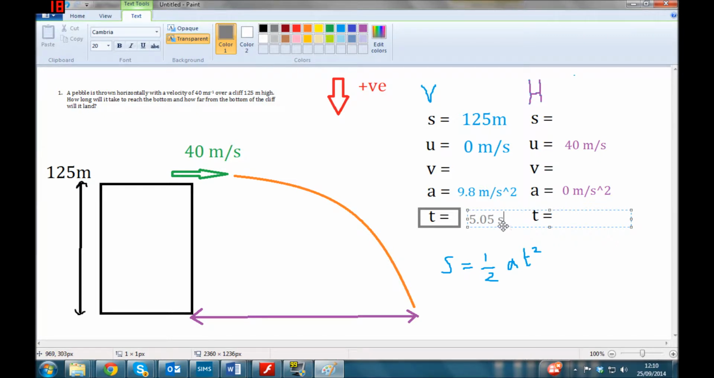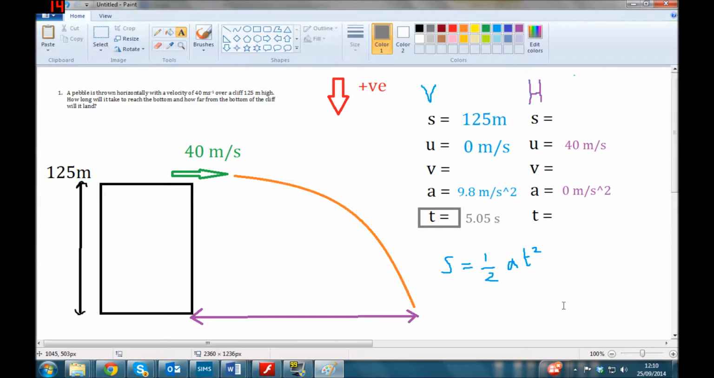Remember to make it clear that you work this out separately. You know, I've done it in a different color, I've done it in gray. I worked that out, it wasn't given in the question. So we've answered the first bit, how long will it take to reach the bottom?